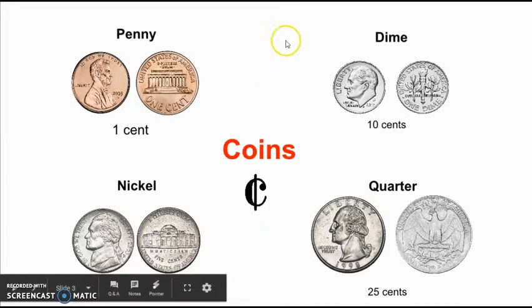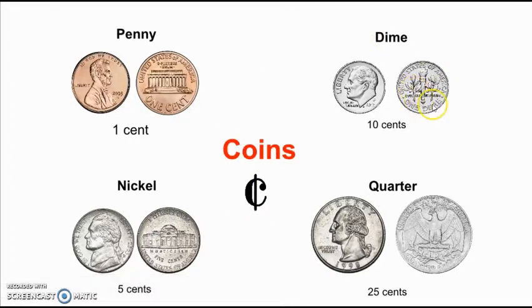So the next coin that we have is the dime. The dime is worth 10 cents. This is the front of the dime, and this is the back of the dime. Now the dime is the smallest out of the coins. So the dime is even smaller than the penny.